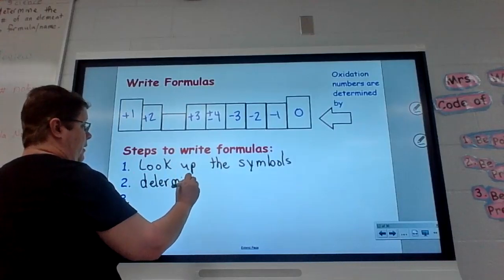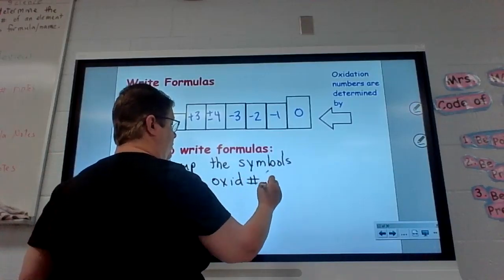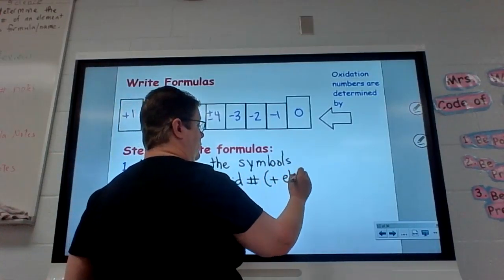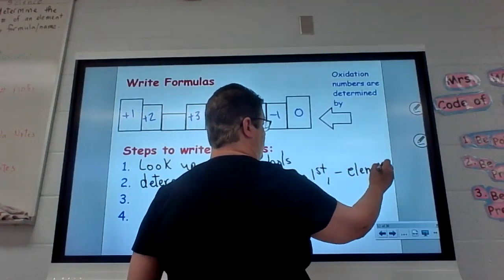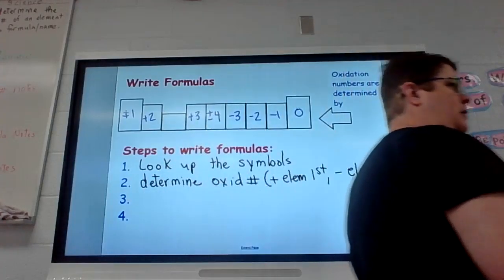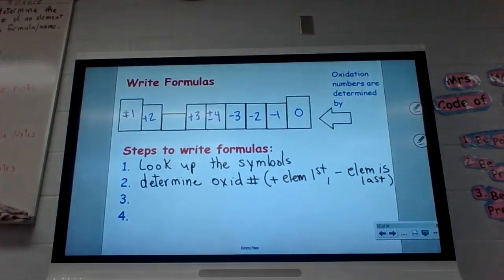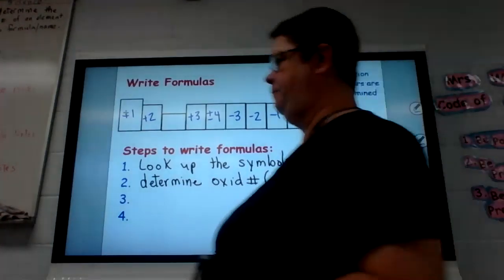Determine the oxidation number. The positive element is first. The negative element is last.